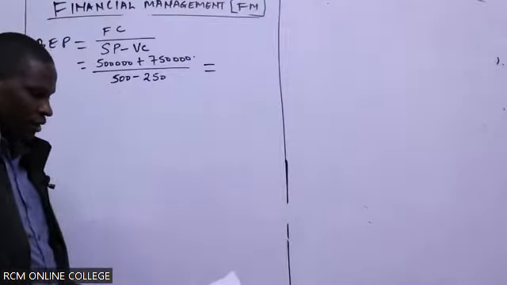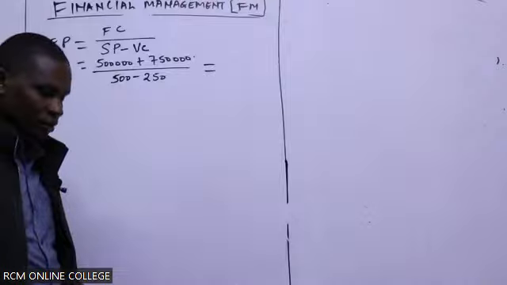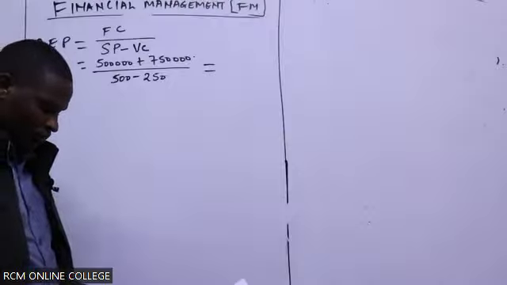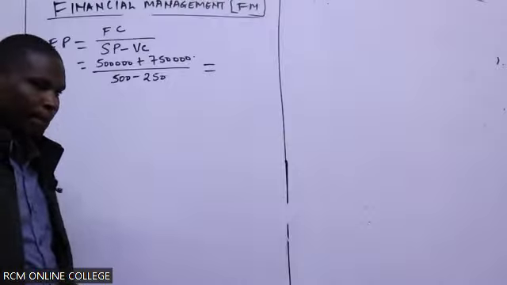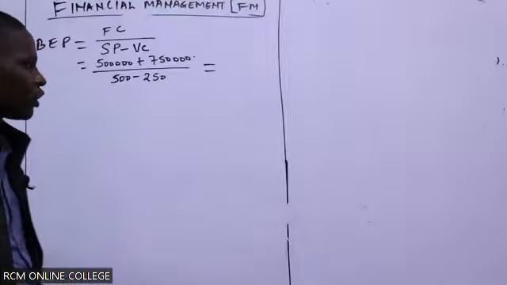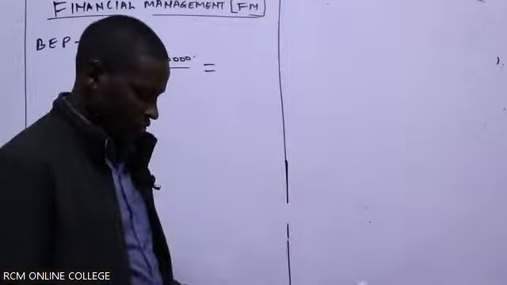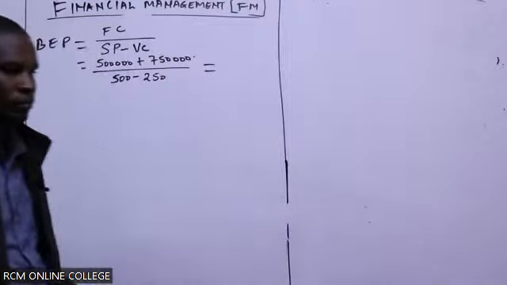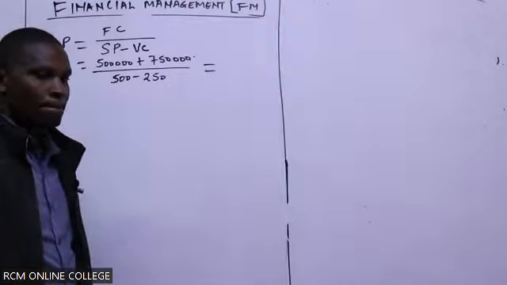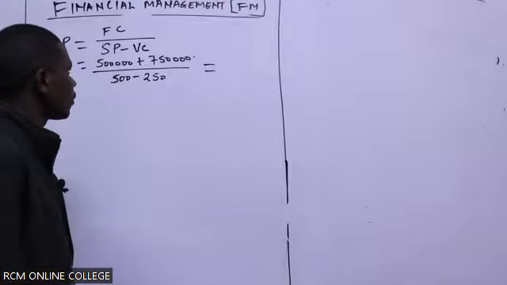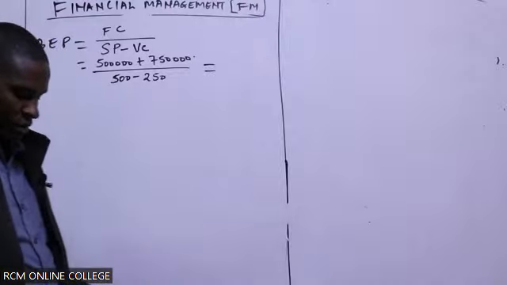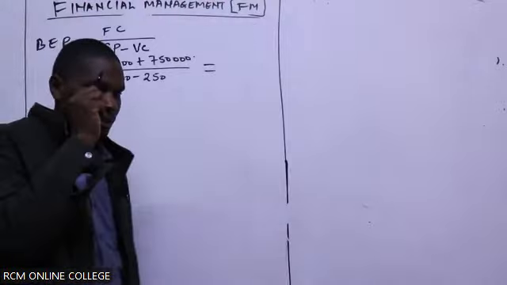Break even quantity of sale in units. How much will that be? Get that, let us finish and then go to the other one on quantity. How much shall we get as our break even point? First of all, add, then divide by 250. Whatever you get is the break even point in units.